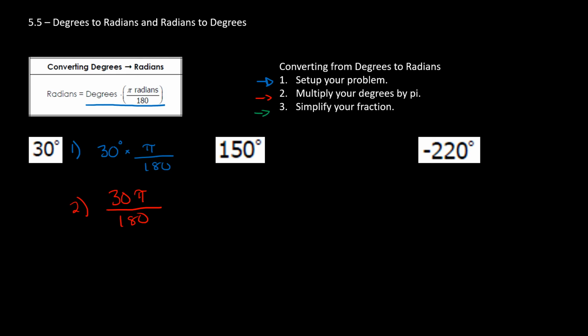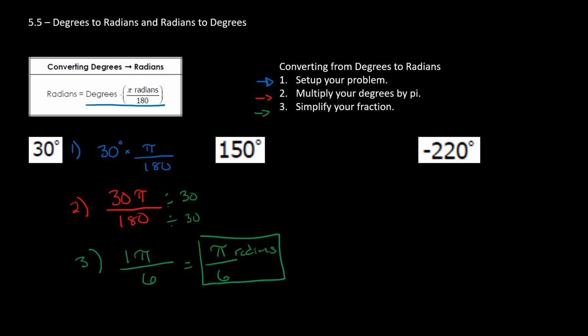And my last step that we're going to be doing here is we need to simplify the fraction. Well, 30 and 180 are both divisible by 30, and we can divide this guy by 30. So my final step, well, 30 divided by 30 is just 1 pi, over 180 divided by 30 is going to result as 6. So my final answer here would be pi over 6 radians.